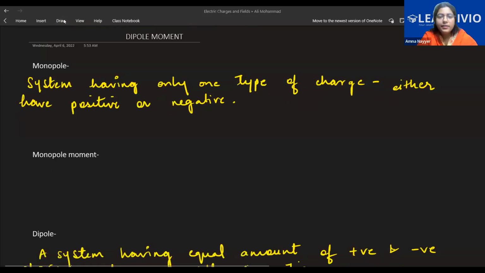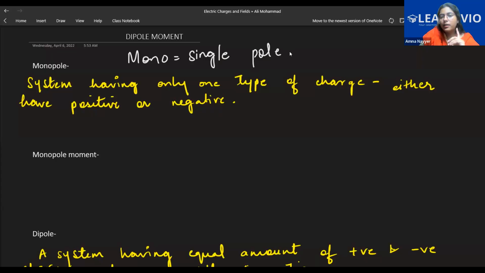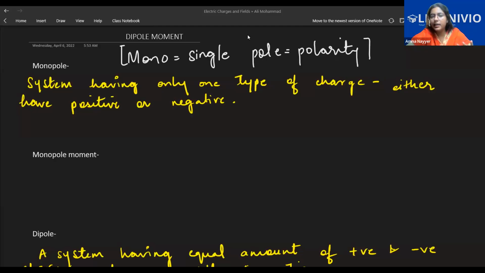Okay, Ali. Before understanding the dipole moment, let's understand monopole and monopole moment. Mono, from the term only, it's quite clear when we write the term mono, it means single. And the pole term is used to represent polarity. So monopole means the elements which have single polarity. It means if they have positive charge, they'll have only positive charge. There won't be a mixture of any other charge. If negative, it will be completely negative. So a system having only one type of charge, either positive or negative.